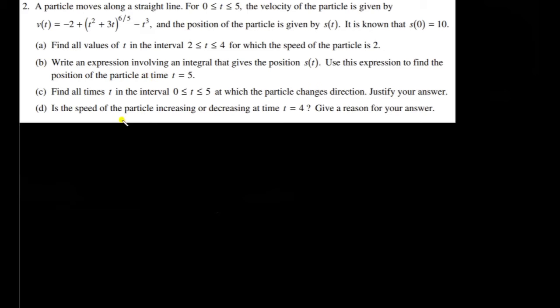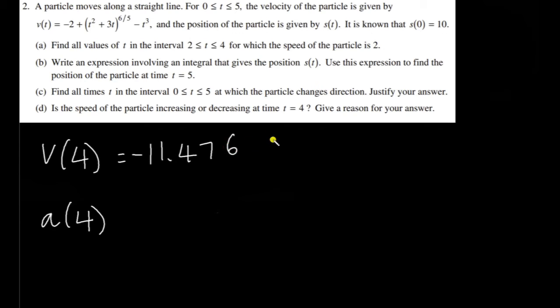Okay, so to look at this, if the speed is increasing or decreasing, you always need to look at both the velocity and the acceleration. Okay, so at time t equals 4, we need to find v of 4 and a of 4. Okay, a is the acceleration, v is the velocity. So v of 4 is easy. You just plug 4 into this function in your calculator, and you're going to get negative 11.476.